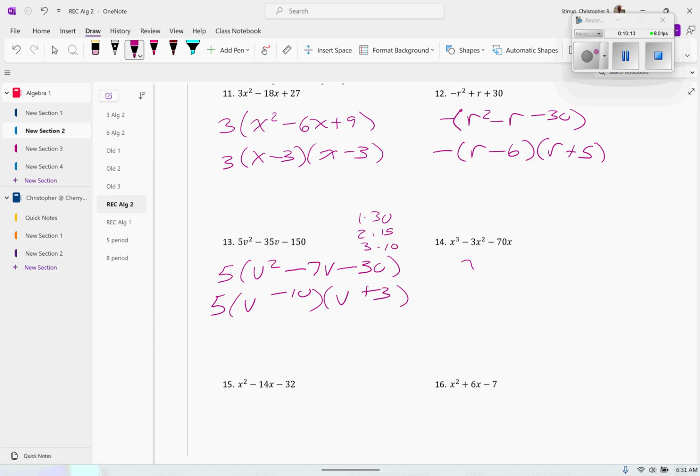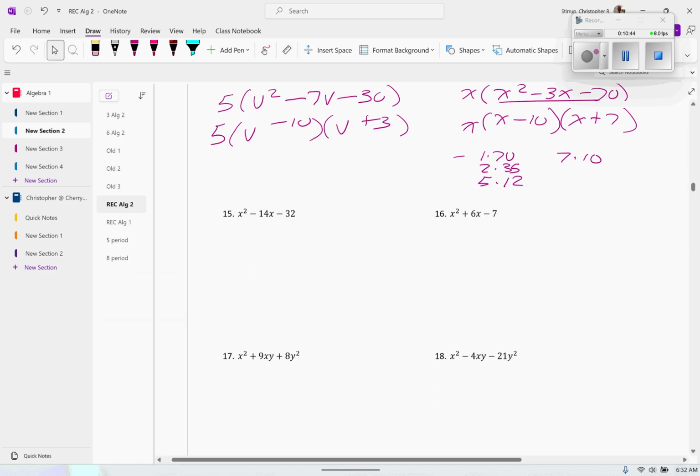I can factor an x out of both of these. That leaves me x squared minus 3x minus 70. What two numbers multiply together to give me negative 70, add to give me 3? So I have, let's see, 1 and 70, 2 and 35. 3 doesn't work, 4 doesn't work, 5 and 12. 6 doesn't work, 7 and 10. 7 and 10 is going to work. So negative 10 and positive 7 will add together to give me those.